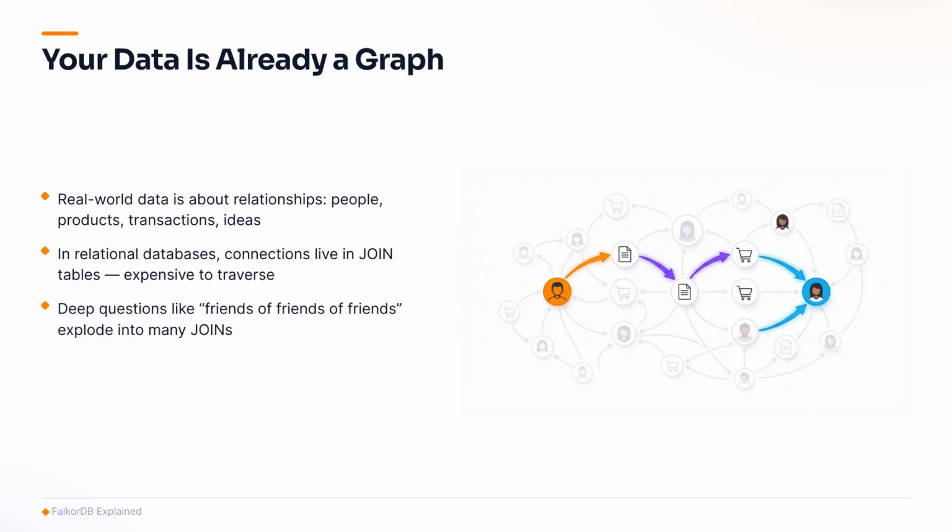A graph database flips this around. It stores the connections directly, so following a relationship is cheap, no matter how deep you go.